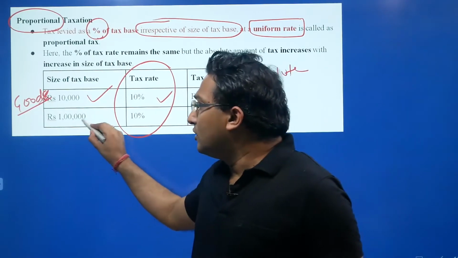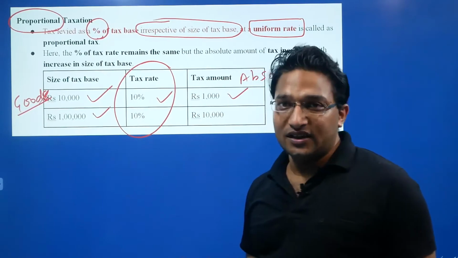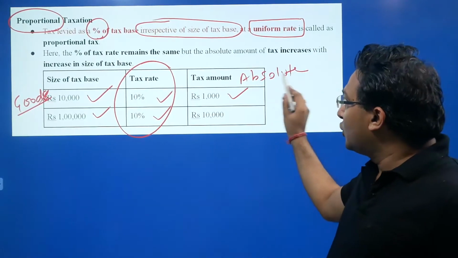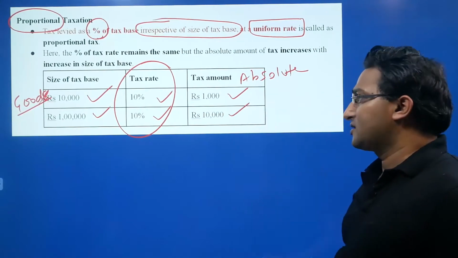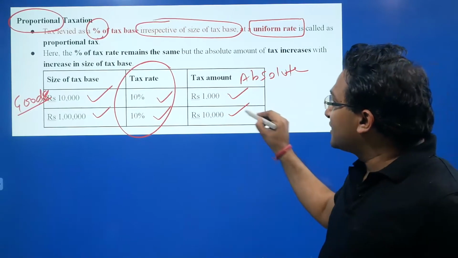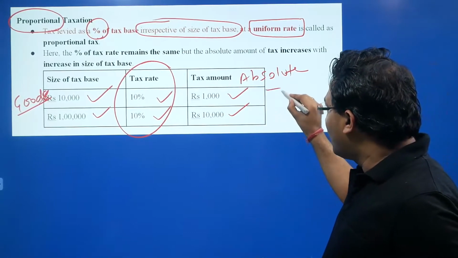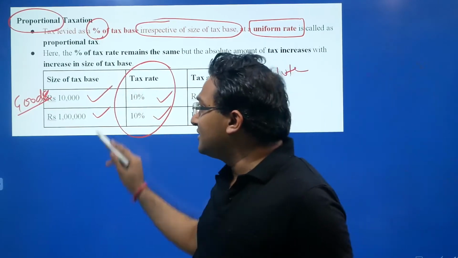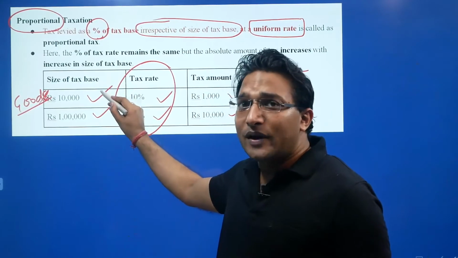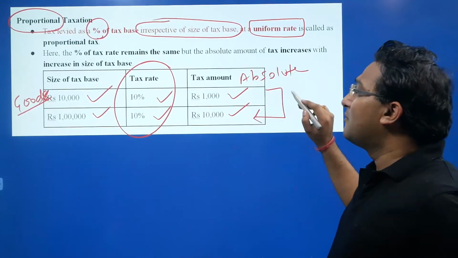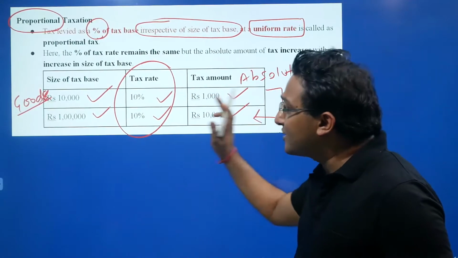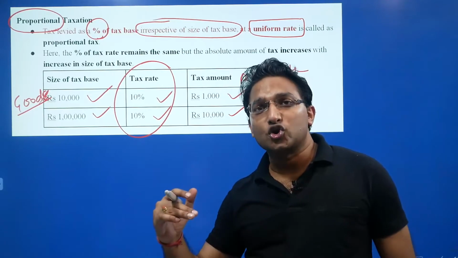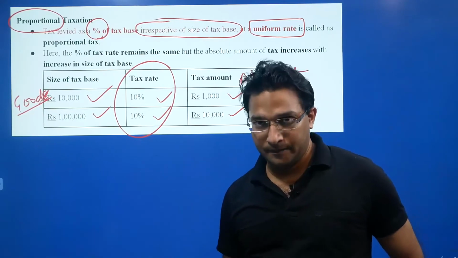If the value increases to 1 lakh rupees, the tax rate will remain 10%, and the absolute tax amount will be 10,000 rupees. So the absolute tax amount is increasing from 1,000 to 10,000. The tax rate is the same and the tax base is increasing. So with the increase in the tax base, the tax amount is also increasing, while the tax rate remains the same. This is the feature of the proportional taxation system.